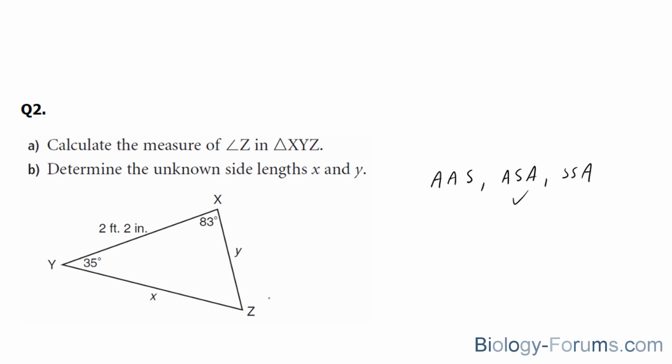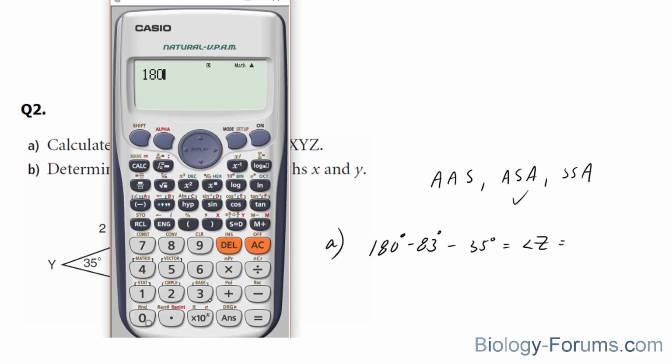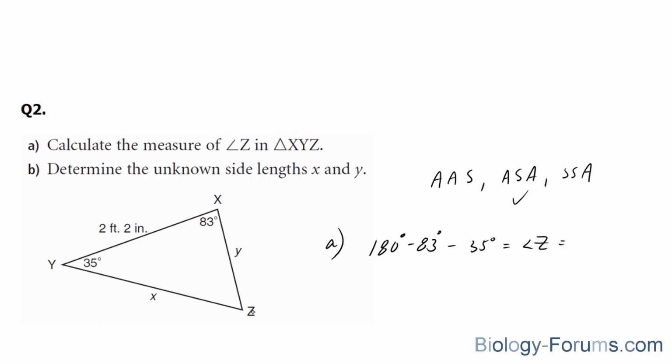Now we're going to start off by finding angle Z. Angle Z is very easy to find because we know that a triangle sums up to 180 degrees, and we have two of the three angles. So we can subtract 83 and 35 from 180. We get angle Z is equal to 180 minus 83 minus 35, which is equal to 62. Excellent. So I'm just going to fill this in, 62 degrees.